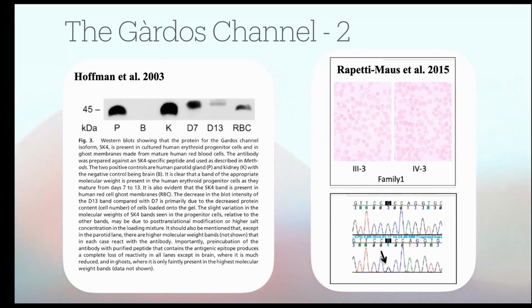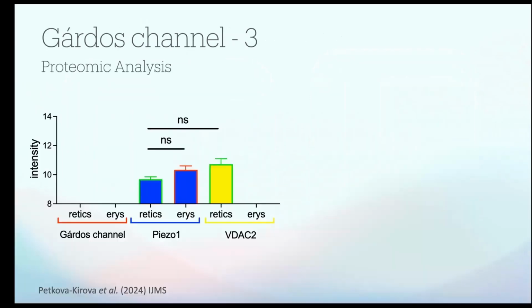hereditary dehydrated stomatocytosis. I think in the meantime, we know that dehydrated stomatocytosis is mainly related to mutations in the piezo channel, and the gain of function mutations in the Goddard's channel are associated with the pathology we call Goddard's channelopathy. Okay, so far about the history of the Goddard's channel.